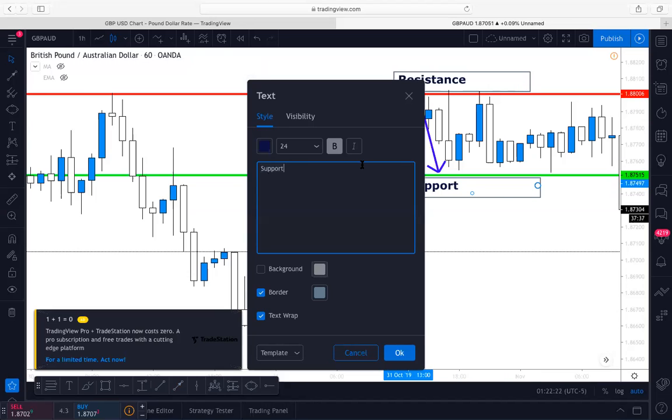Make sure you guys are actually taking notes right now before I continue on. So the next thing I'm going to talk about is when you're at support, you will want to buy. When you're at resistance, you will want to sell.